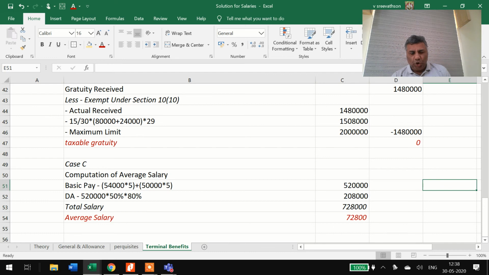Sir, so 5 months before retirement means it will include the retiring month also? Because he is retiring on the last date, he has received full month salary. That's why, or else we have to make it as 54 into 4 and 50,000 into 6. Wonderful understanding. Yeah.